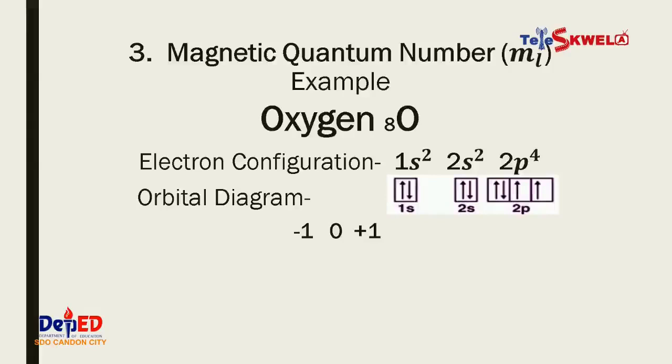The p sublevel has 3 orbitals, px, py, and pz, represented by the 3 boxes. And the first orbital is assigned a value of -1. The second box is 0, and the third box is +1. Since the last electron of oxygen is found in the first box, the magnetic quantum number of oxygen is -1.